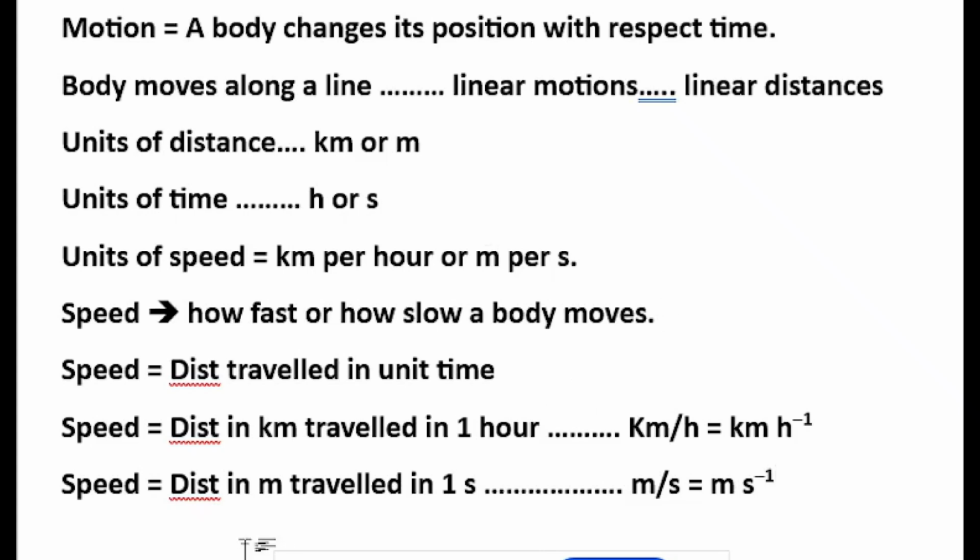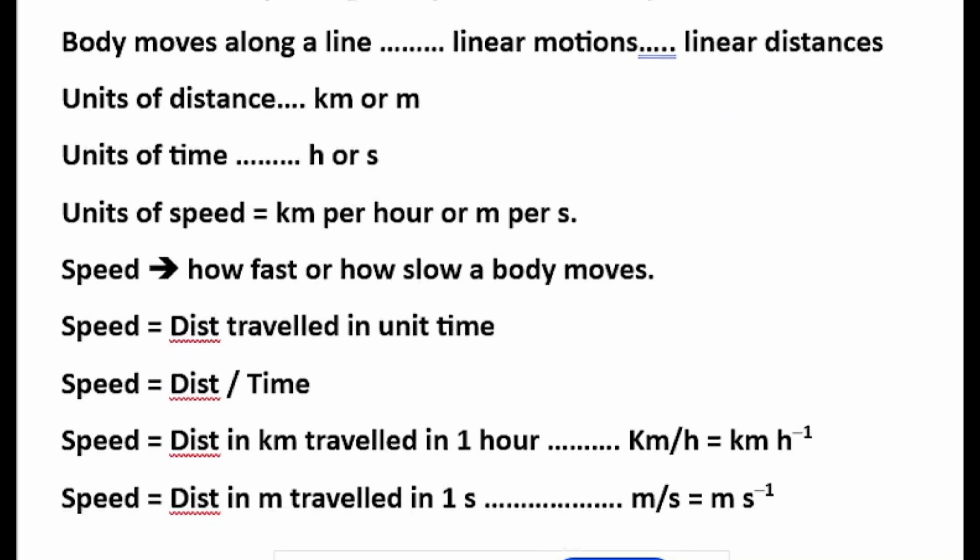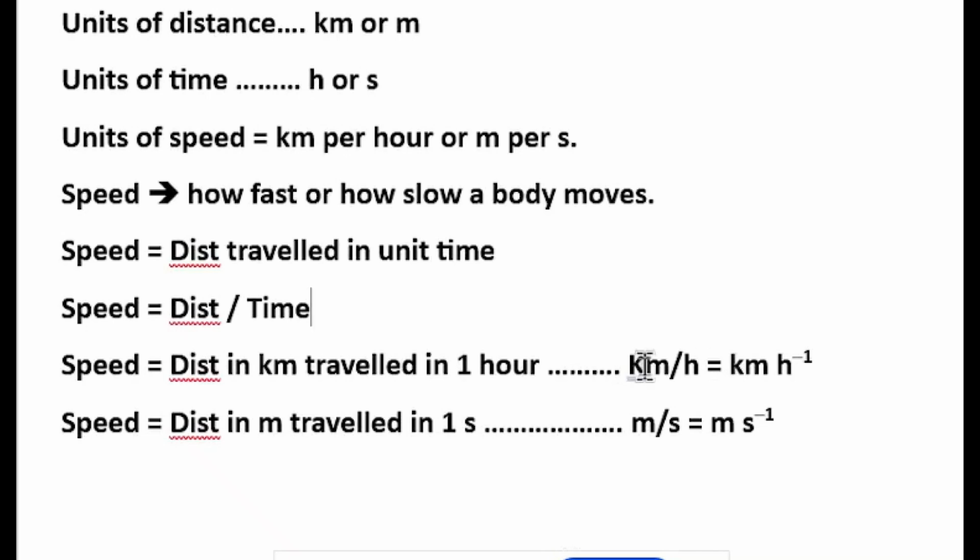So this is the formula, distance by time. For the formula, we will use speed equal to distance by time. So if distance is given in kilometers, or you convert to kilometers, and time you convert to hours, then it will be kilometers per hour. And if the distance is given in meters, or you convert to meters, and the time you convert to seconds, it will be meters per second.